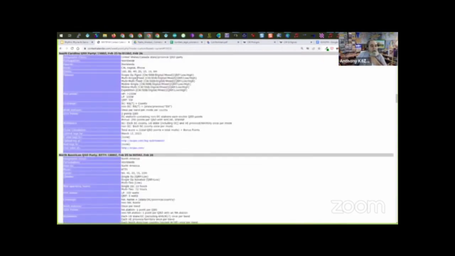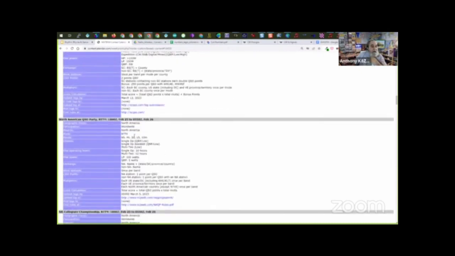Pick any contest you want. Let's take a look at the South Carolina QSO Party, and you'll see that the exchange for this particular party is an RST plus the county if you're in state. If you're out of state, RST plus the state, province, or DX. The North American QSO Party, the exchange is your name plus your state.